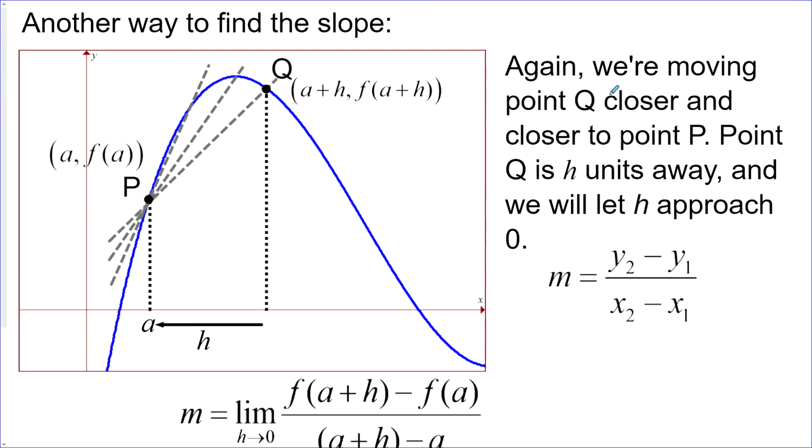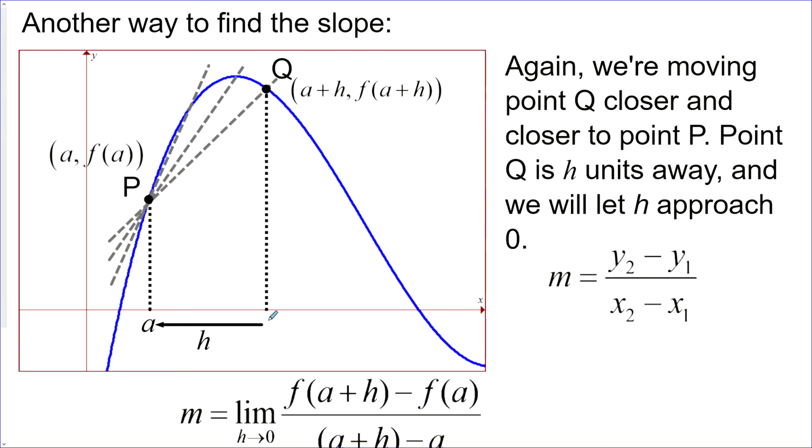There's another way to find the slope. Again, we've got the same initial setup. We've got point P and point Q, and we're moving Q infinitely close to P to get the tangent. But this time, we're not going to use this other value here. We're going to use the distance between the two x values of P and Q will be h. And then we're going to say that that distance h is going to go to 0.